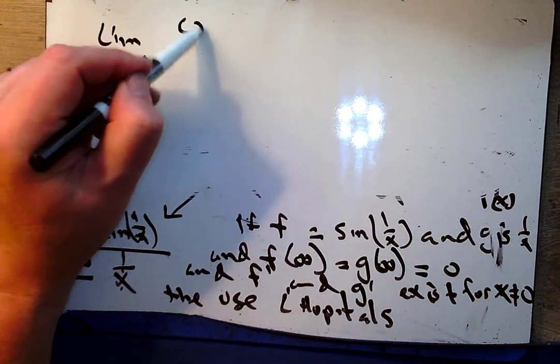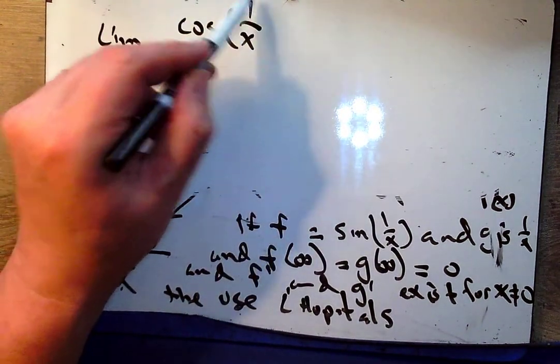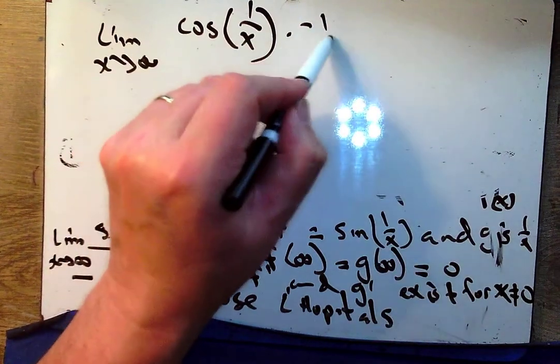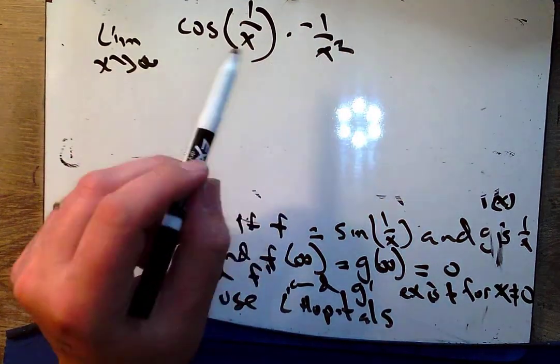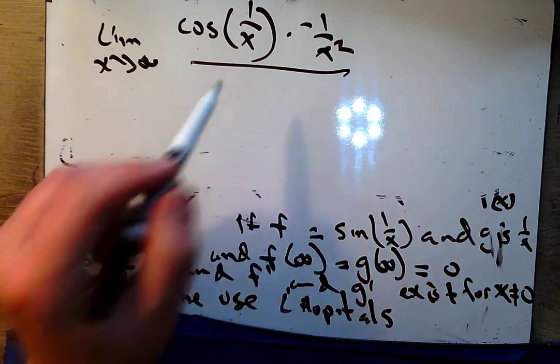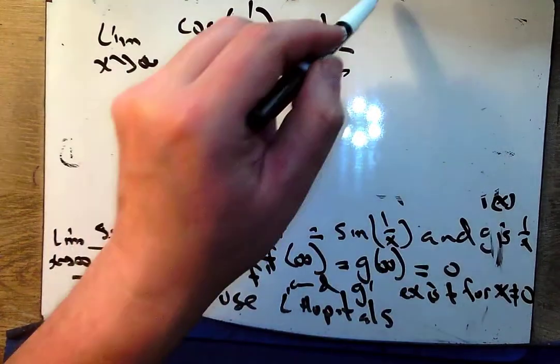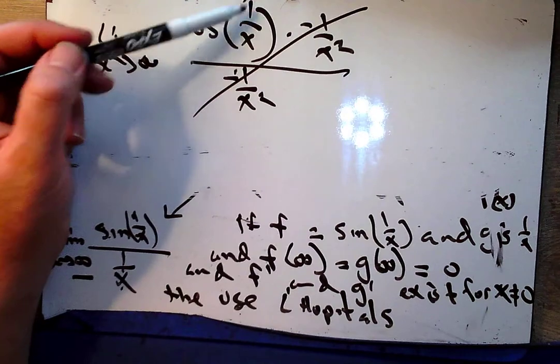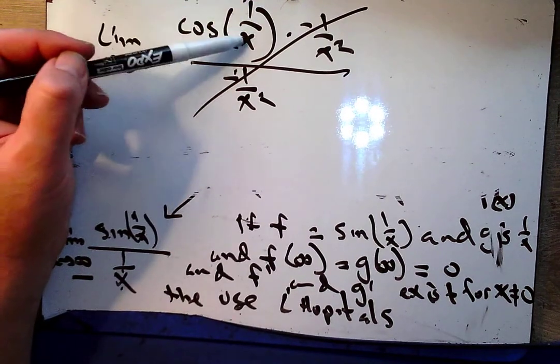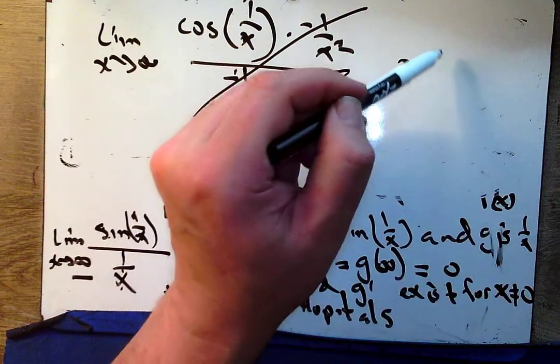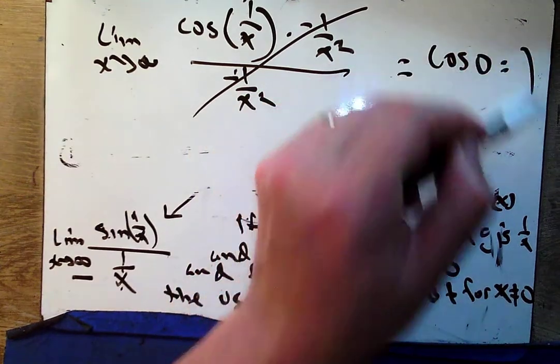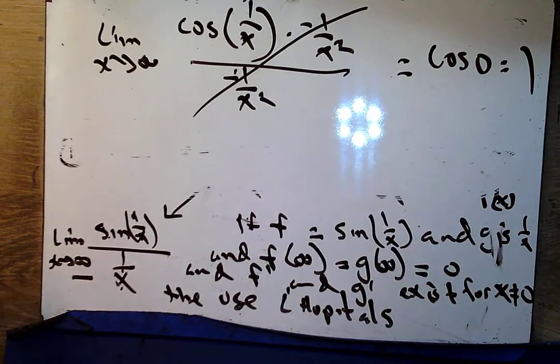The derivative of sine is cosine. Leave the inside alone, times the derivative of the inside over the derivative of the denominator. Oh, isn't that interesting? Those cancel. So now I have 1 over infinity, which is 0, and the cosine of 0 is 1. And there's the value of my limit.